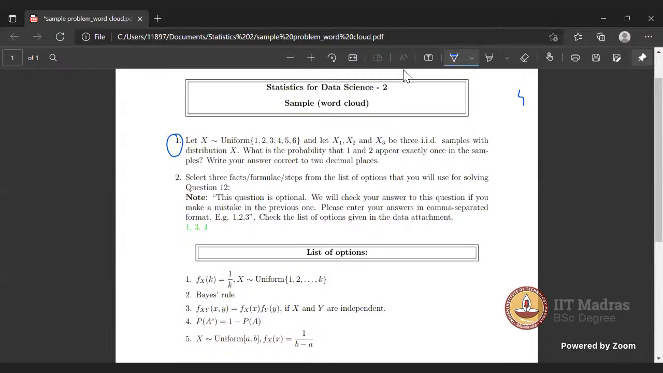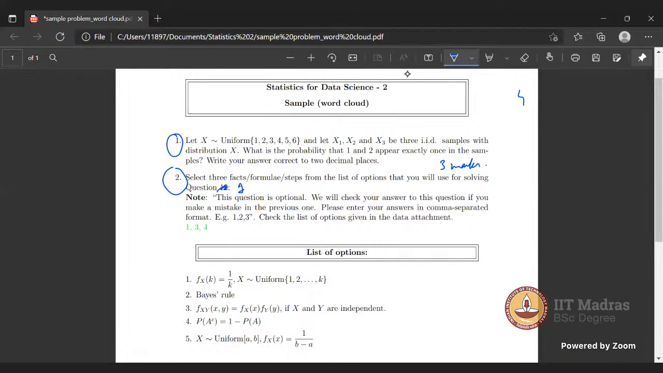I'm just taking one example from our assignment. So this is a question. If you have to solve this question and if you get it right, it is fine. Let's say this question is for 3 marks. If your answer is correct, then we will not evaluate your second question. The second question is: select 3 facts, formulas or steps from the list of options that you will be using for solving question number 1.